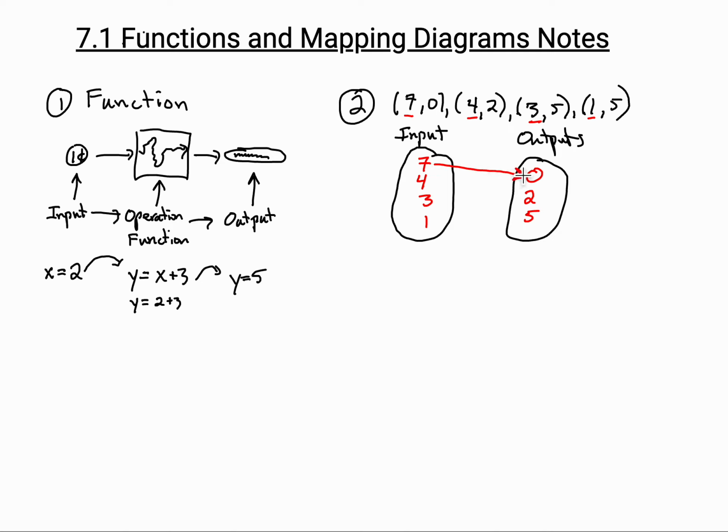So I'm going to draw an arrow, and it has to be an arrow. That's that mapping of 7 to 0. Now the 4 maps to 2. Then 3 maps to 5. And here's why we don't need a double: the 1 up there also maps to 5, so we'll just draw the arrow to 5. So 3 and 1 map to 5. And this right here is a mapping diagram.